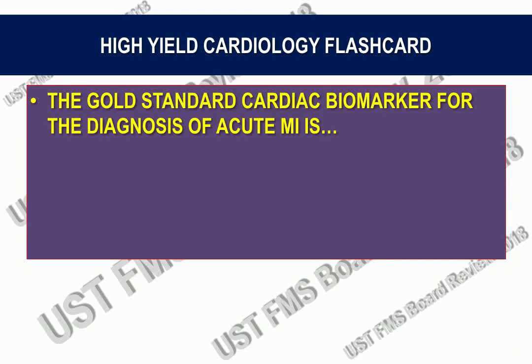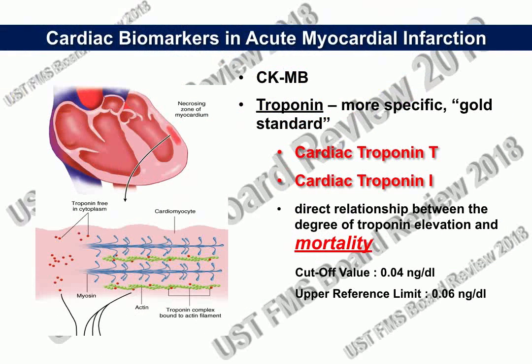So the gold standard cardiac biomarker for the diagnosis of acute MI is your troponin. But the different cardiac biomarkers are either your CK-MB and your troponin. But it's the troponin that is more specific and is the gold standard. And you have the cardiac troponin T and your cardiac troponin I.